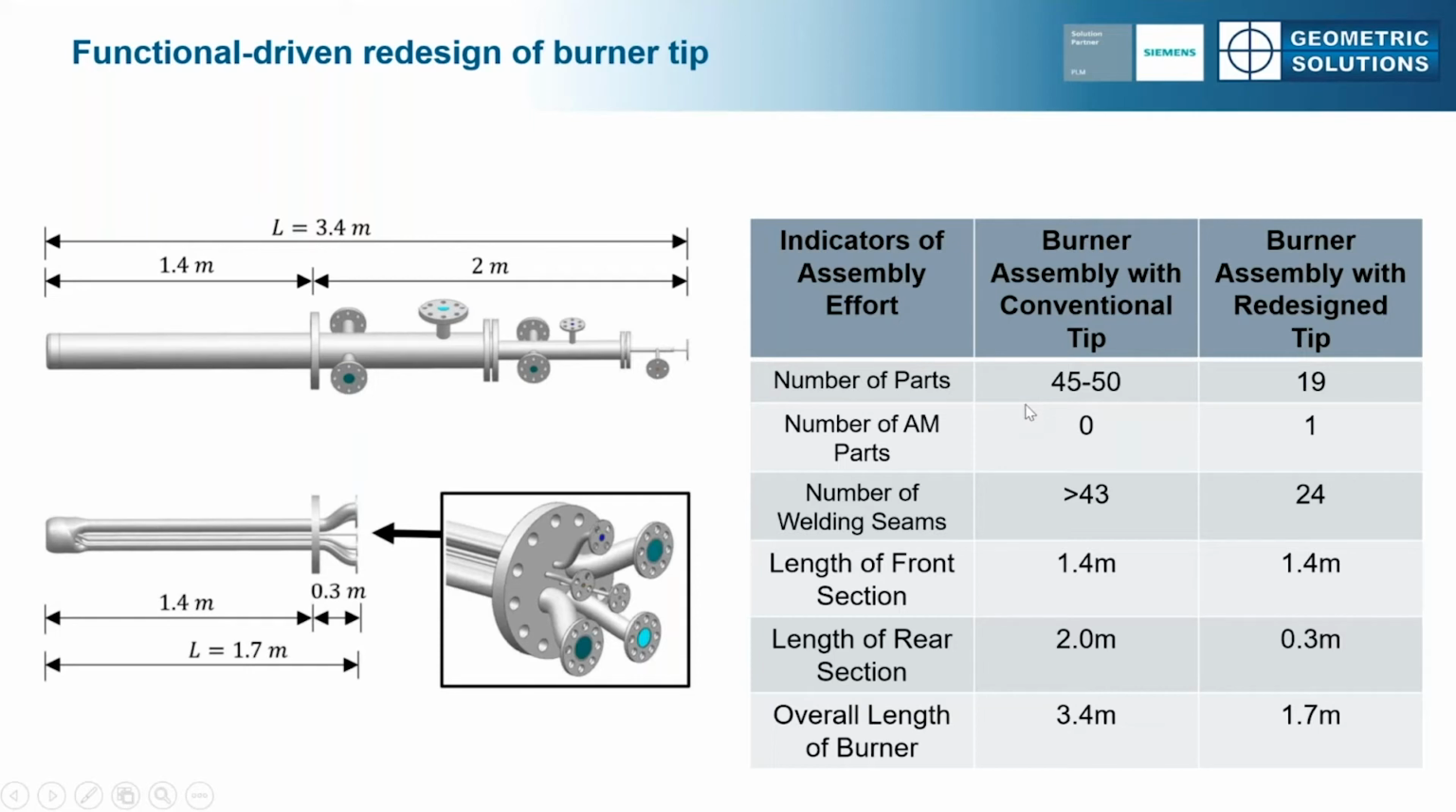How many parts were there? Well, between 45 and 50. It wasn't even precise. Or what about the number of welding seams? Greater than 43. Was it 44 or 45? Was it 48? We don't know. It was greater than 43. You see, there was all of these question marks. But when they rethought, reimagined the design, you can see the end result. And it's really impressive, isn't it?